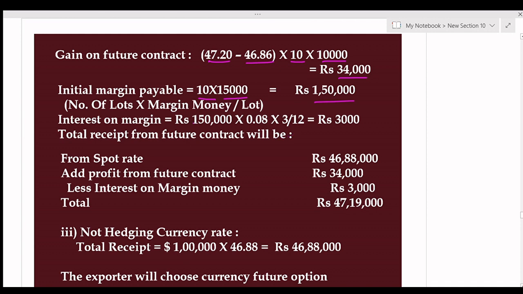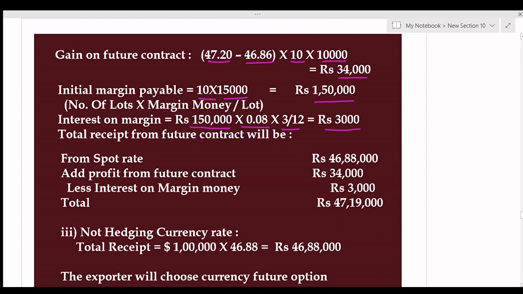Interest on margin: rupees 1,50,000 into 0.088% for 3 months is equal to rupees 3,000. This initial margin the party will get as a loan from the trade member if there is creditworthiness in the finance of that party.